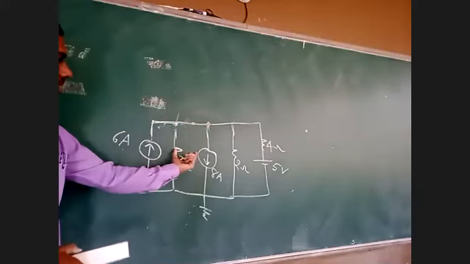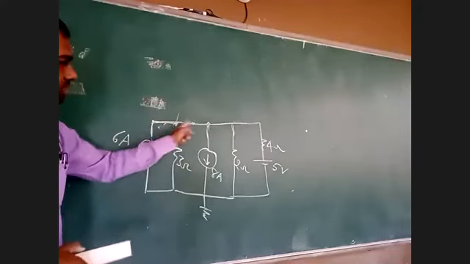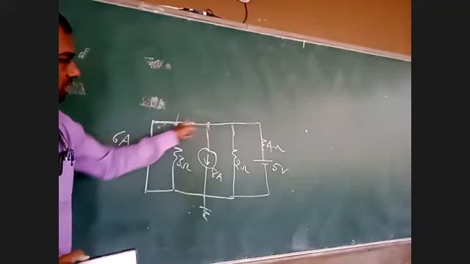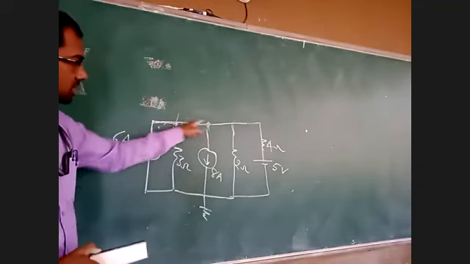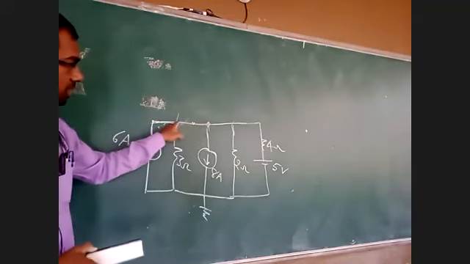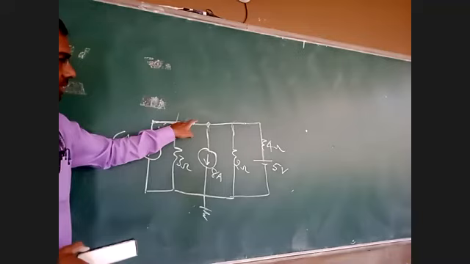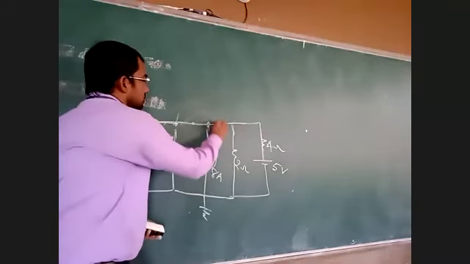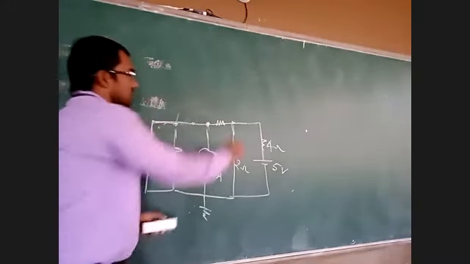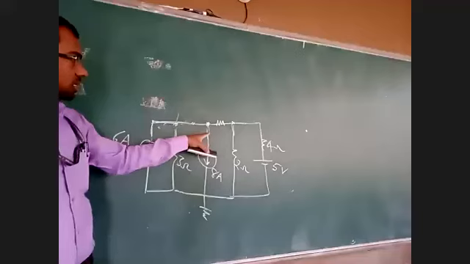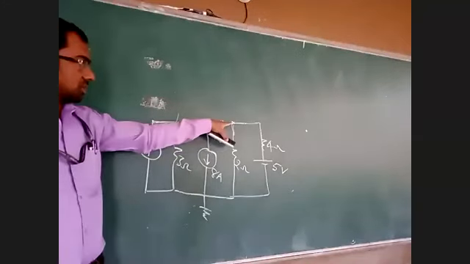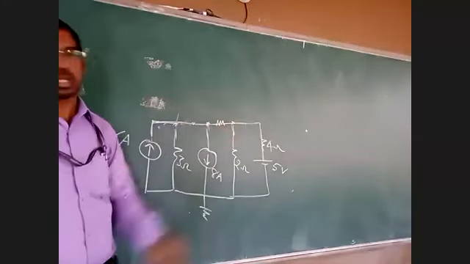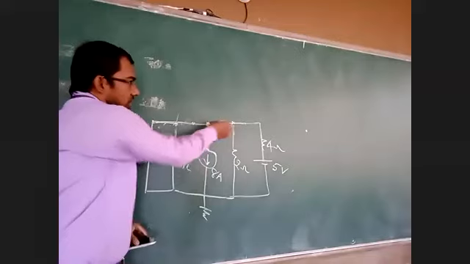If in between two branches there is no resistance, this is a short circuit. In a short circuit, nothing is there, so it will be considered as only one node. These two points are connected to the same point. Suppose if resistance is here, then this is one node, this is another node. Now 1, 2, 3 branches are connected to this node. There is no short circuit here.